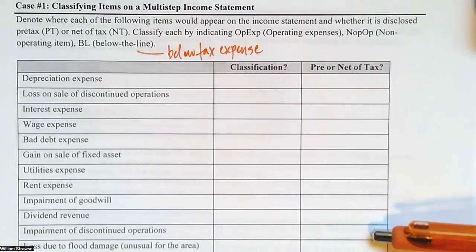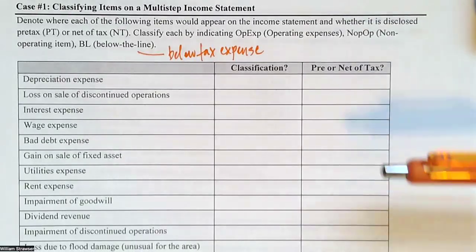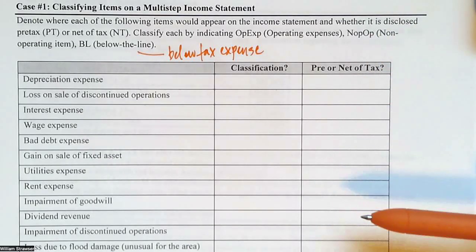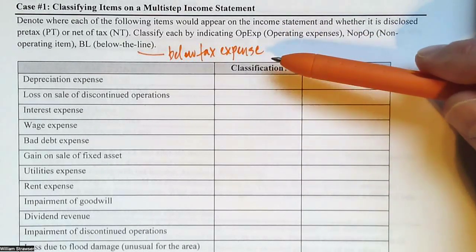The pre or net of tax designation is about how that particular account is disclosed on the income statement. All of the expenses, revenues, gains and losses in the T accounts are going to be pre-tax amounts. But when we go to present them on a financial statement, we may modify that to a net of tax amount. We might need to take out taxes. And in terms of what is net of tax, the only things that we present net of tax are those items that fall below tax expense.